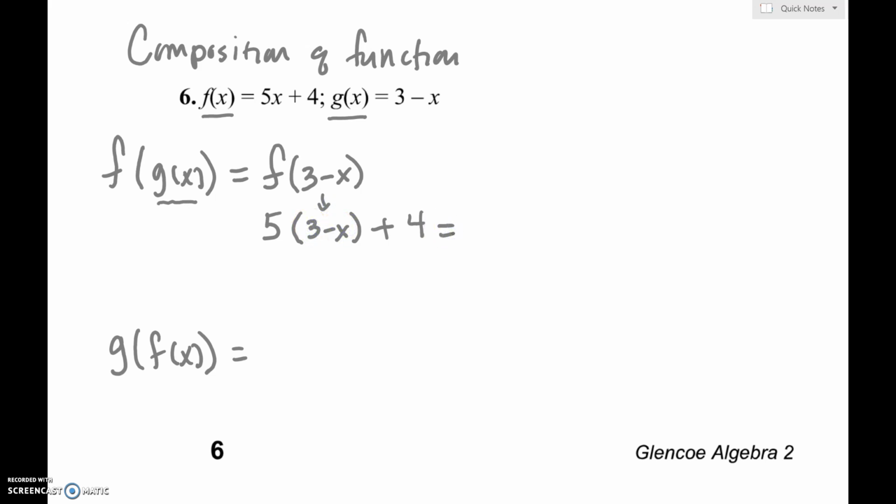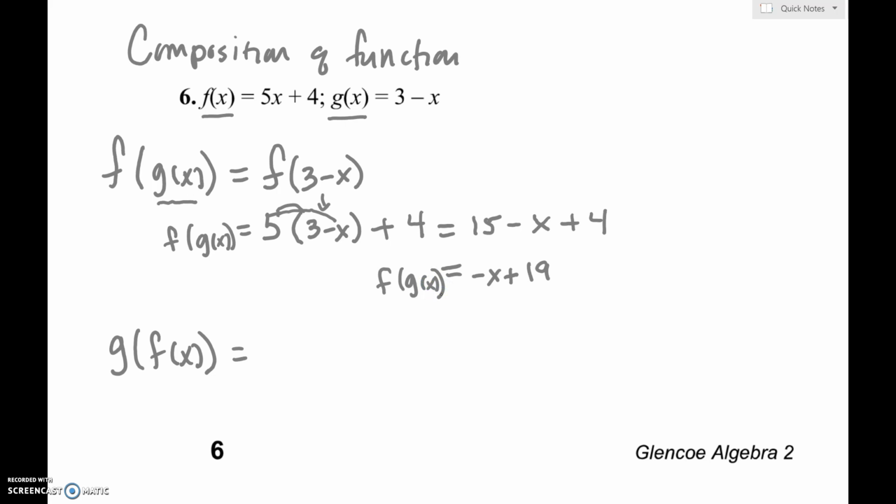Now the last step is to go ahead and simplify. So you have 5 times 3, which is 15, and then 5 times negative x, which is negative 5x, plus 4. So therefore, f of g of x will be 15 minus 5x plus 4. We got to simplify. So 15 plus 4 gives us 19, and we normally start with negative 5x, and it's going to be negative 5x plus 19. That will be f of g of x.